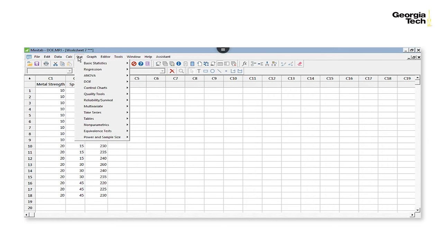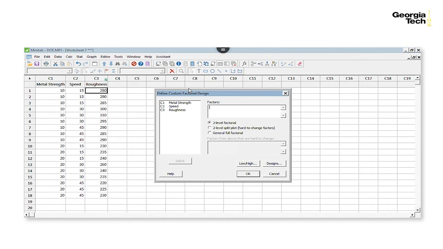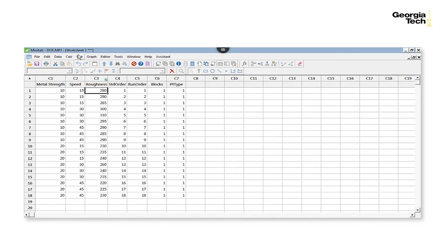So what should we do? Start with Stat, DOE, Factorial. We need to define the factorial design first of all. So how? Same thing. What are the factors? Metal is a factor and speed is a factor. There we have 2 factors. And it's a general full factorial design. It's not 2 level, as you can see. One of them is 3 level, so we select general factorial design, and we push OK. We defined the design matrix.